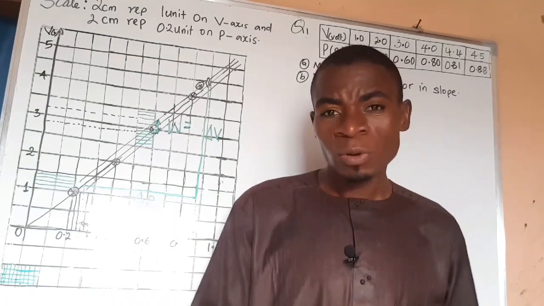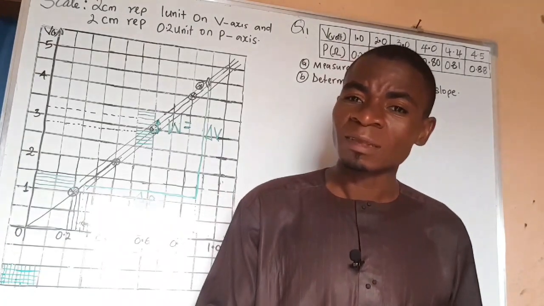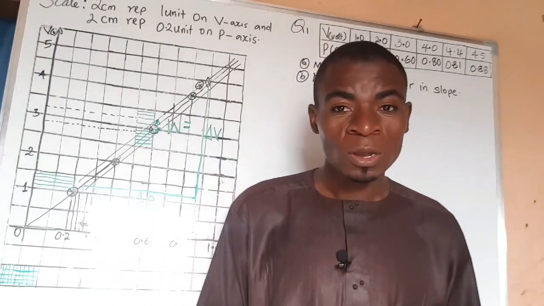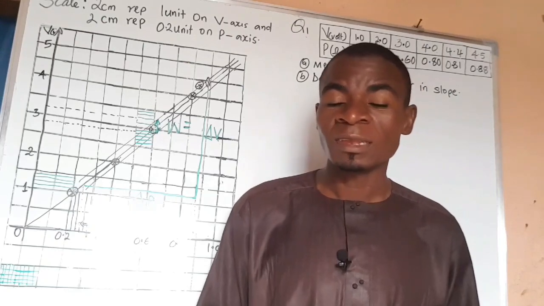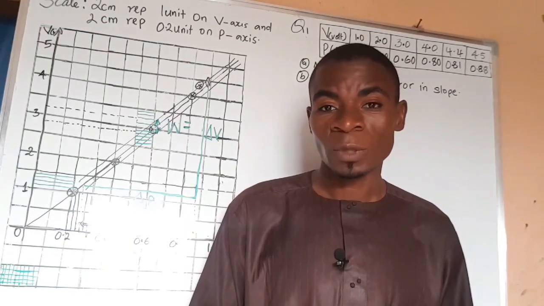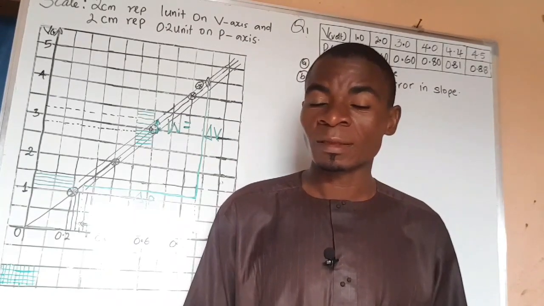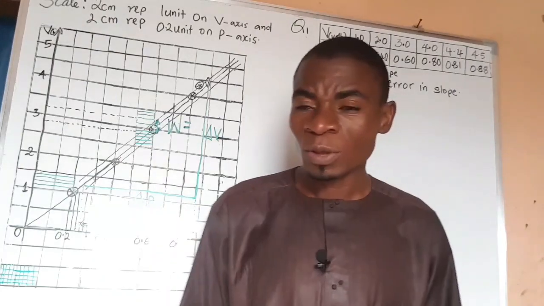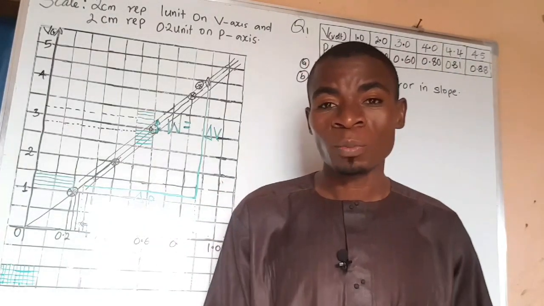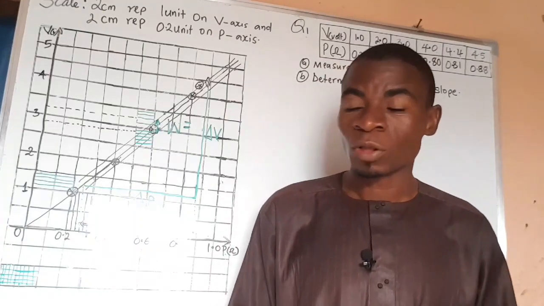All right? And the other thing you don't need to ignore is when it is stated that you're supposed to start from the origin (0, 0), then you must indicate on your graph the point (0, 0). Okay? Failure to do that means you're going to lose a certain mark. So let us look at this graph and see how we can obtain our slope and, at the same time, the error in the slope.